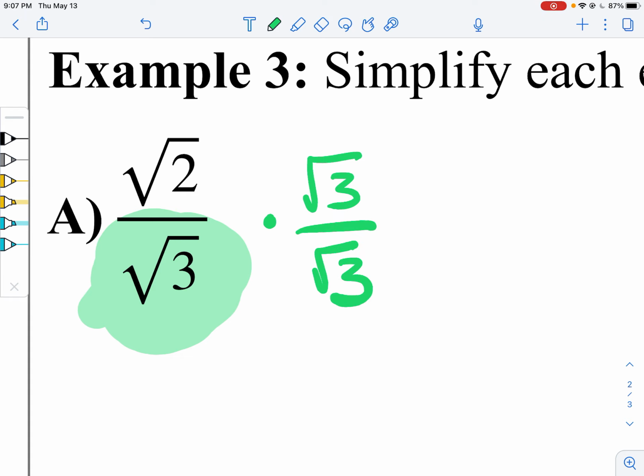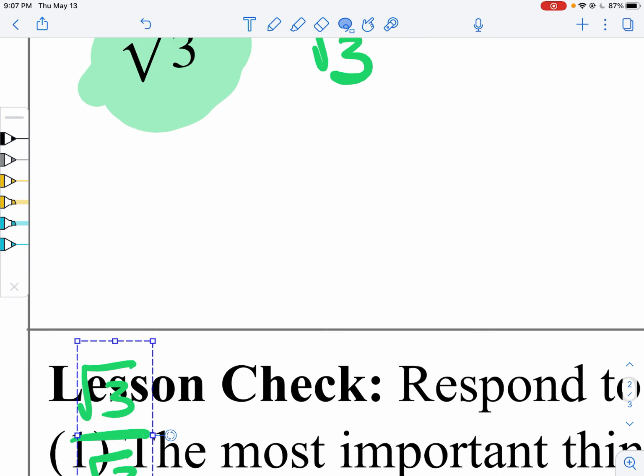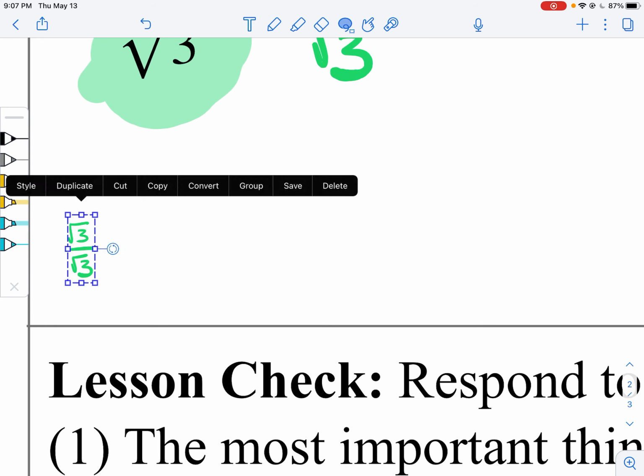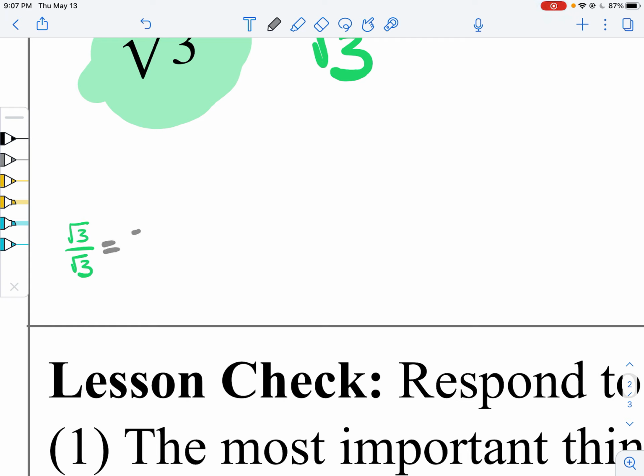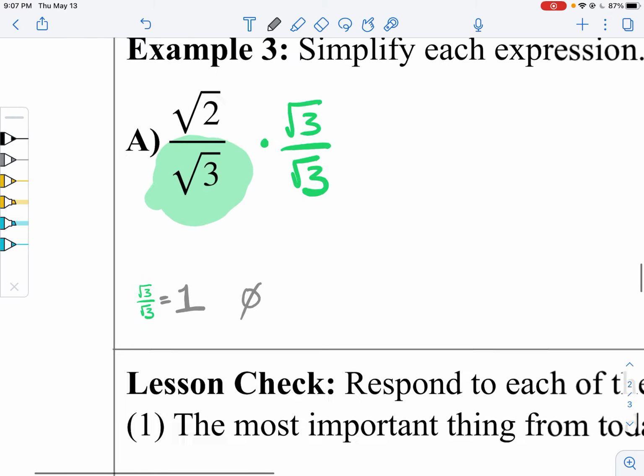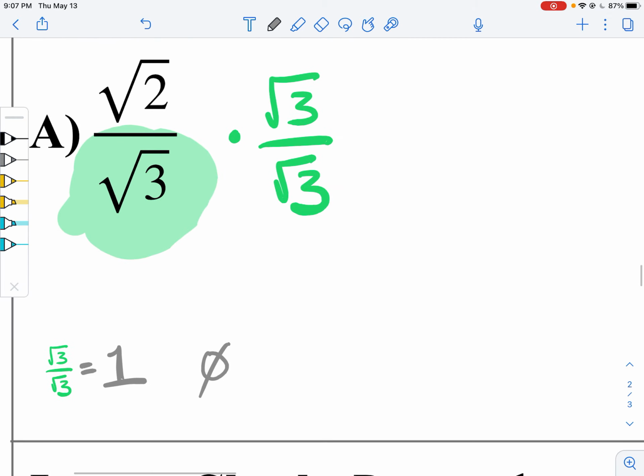We're allowed to get away with this because the square root of 3 divided by the square root of 3, anything divided by itself, is 1. And multiplying by 1 is no change. So we're allowed to multiply by 1, and it doesn't change anything about our expression. So what do we get?